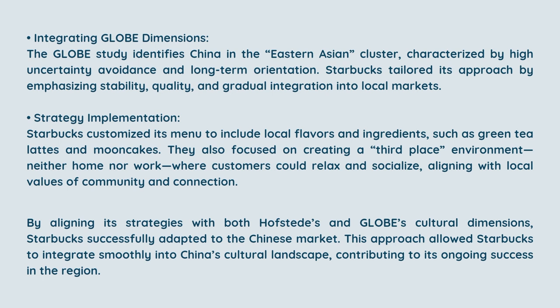Next, the strategy implementation. Starbucks customized its menu to include local flavors and ingredients such as green tea lattes and mooncakes. They also focused on creating a third-place environment, neither home nor work, where customers could relax and socialize, aligning with local values of community and connection. By aligning its strategies with both Hofstede's and GLOBE's cultural dimensions, Starbucks successfully adapted to the Chinese market. This approach allows Starbucks to integrate smoothly into China's cultural landscape, contributing to its ongoing success in the region.